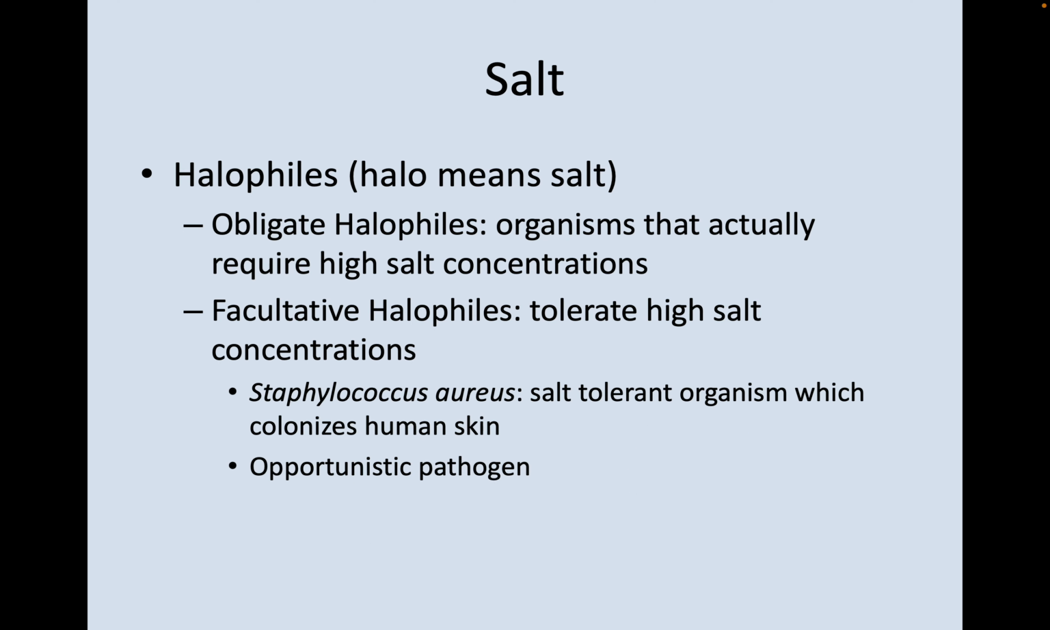Halophiles, however, love salt. There are some organisms that are obligate halophiles. They actually require high salt concentrations to grow. Facultative halophiles can tolerate high salt concentrations. So, for example, Staphylococcus aureus is a salt-tolerant organism which colonizes human skin. It's also an opportunistic pathogen.